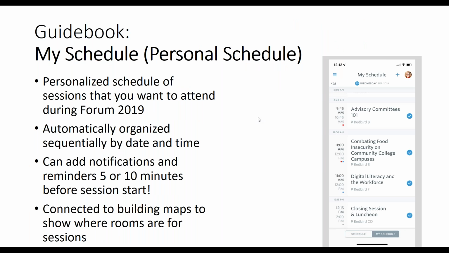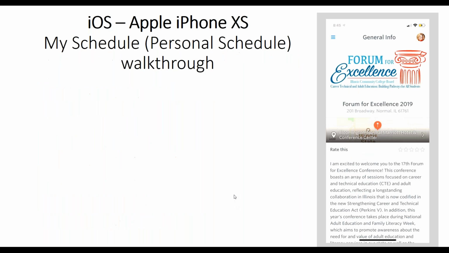This is my personal favorite feature of the app, the My Schedule. You can create a personalized schedule of all the sessions that you want to attend or that you're considering attending during the forum, and it will automatically organize it by date and time. And you can also add notifications to notify you or give you an alarm 5 or 10 minutes before your session starts. And it is also conveniently connected to our building maps to show you where the different room sessions are. You can see this little screenshot here.